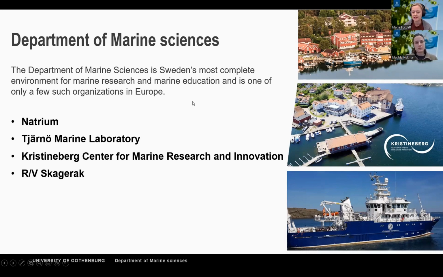Both stations have well-developed running seawater systems, scientific laboratories of high international standard, several research vessels, AUVs, and ROVs. RV Skagerrak is the University of Gothenburg's larger research vessel, used both for education and research within the marine sciences.